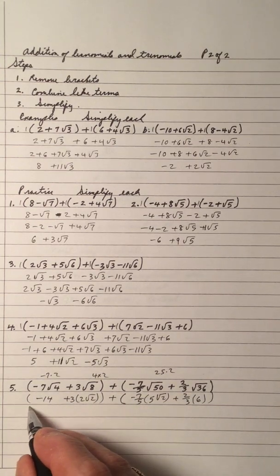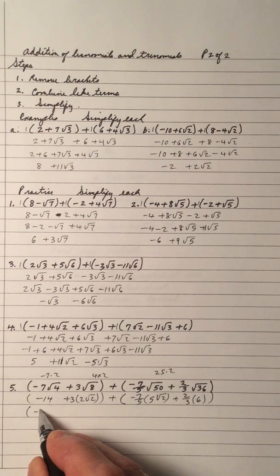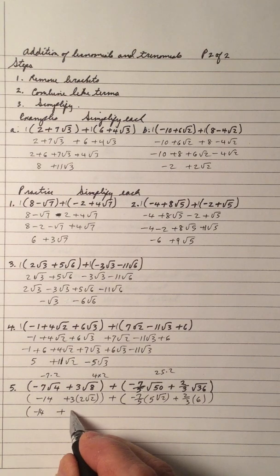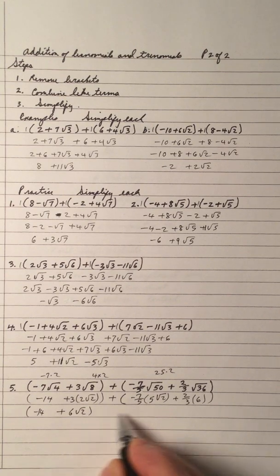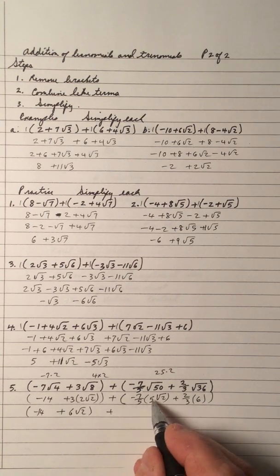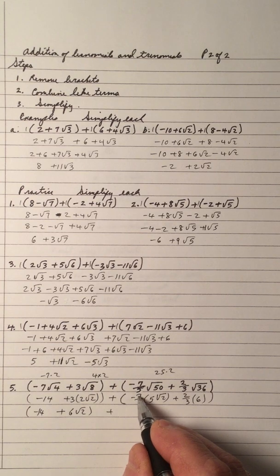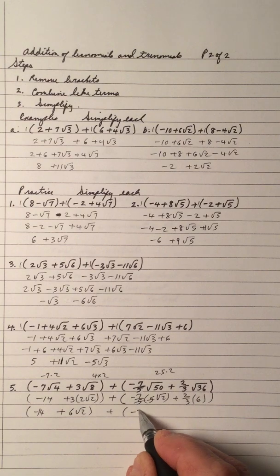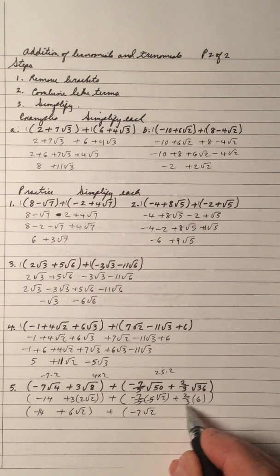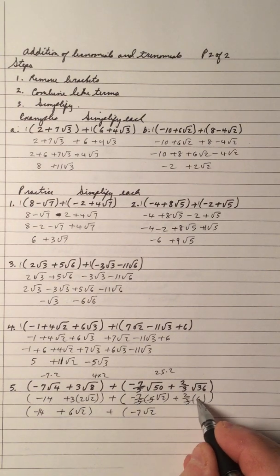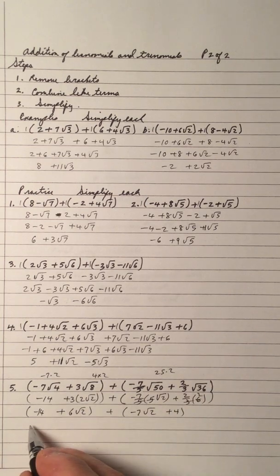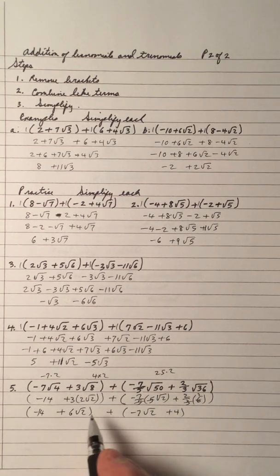So we have negative 14, and that's 3 times 2 root 2 is 6 root 2. And we have negative 7 over 5 times 5. The 5's cancel. I get a negative 7 root 2. And 2/3, 6, 3 and 6 goes 2, so that gives me a 4. Now we have it all simplified.